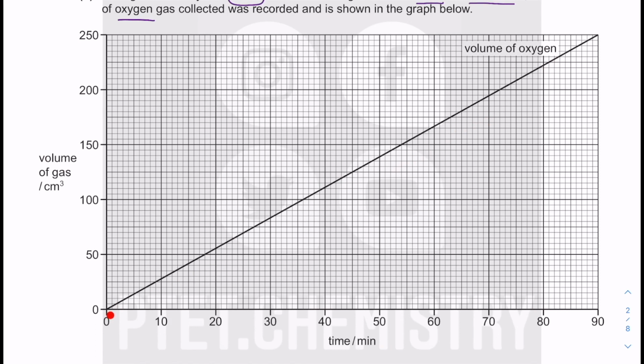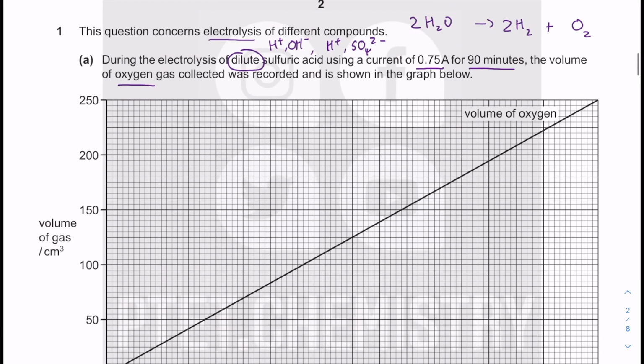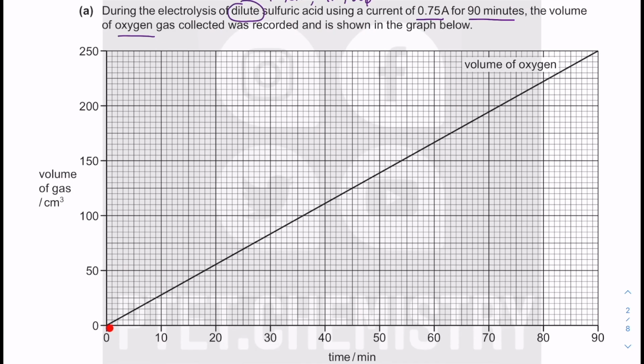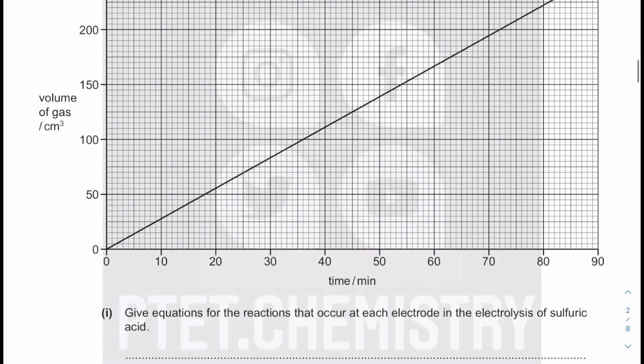So at 0 minutes, that means at the start of the electrolysis, when you did not apply any current, there is no electrolysis, therefore no volume of oxygen being produced. All right, so that makes sense.